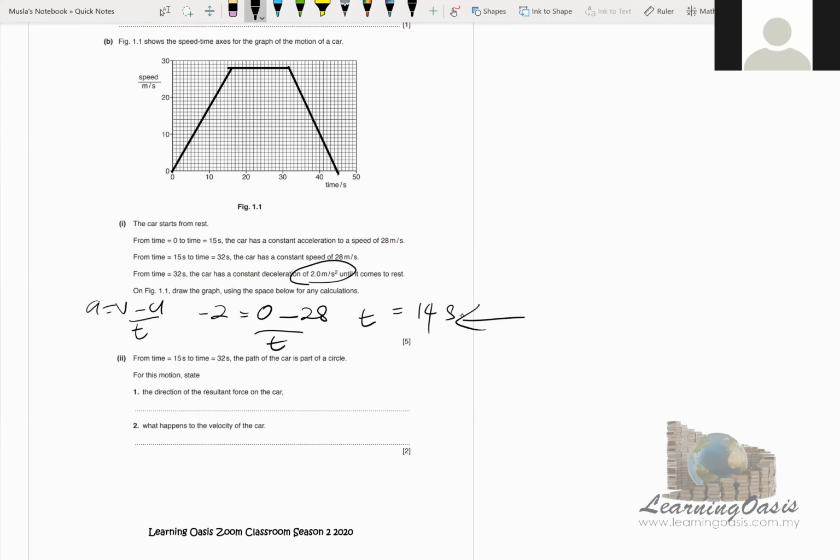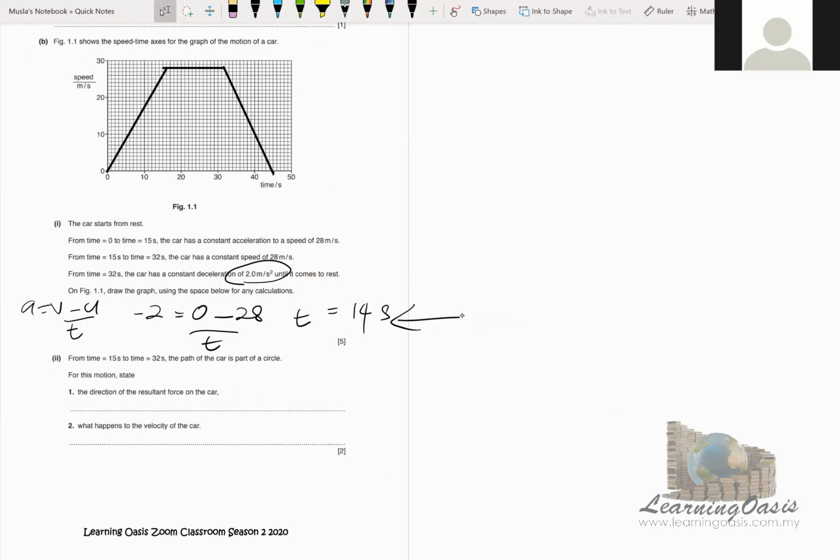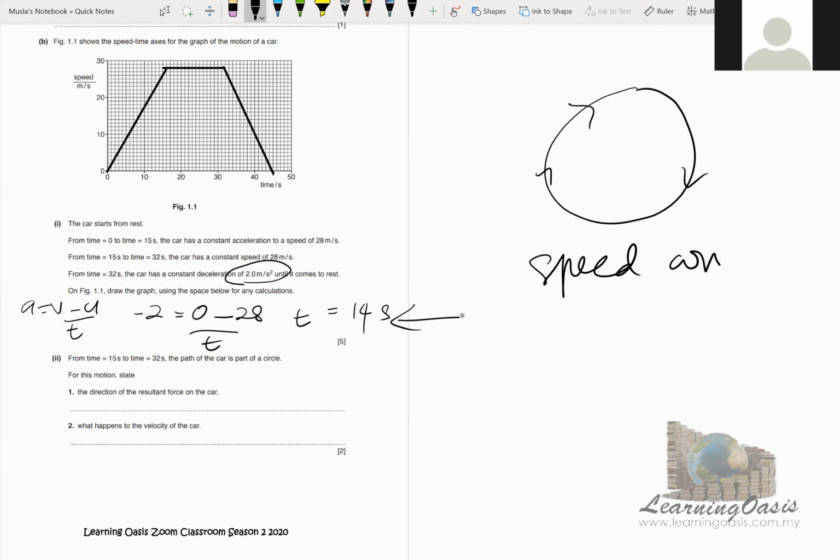Okay. Now, from time 15 to 32, the path of the car is part of a circle. For this motion state, the direction of the resultant force, I mentioned this just now. If you are in a circle, what changes as you move in a circle? The direction. Your speed is constant, right? Why is speed constant? Because the distance covered is constant. It's just the circumference of the circle, so it's constant.